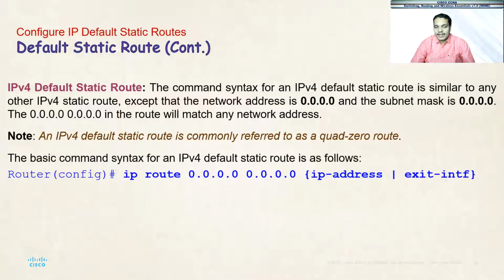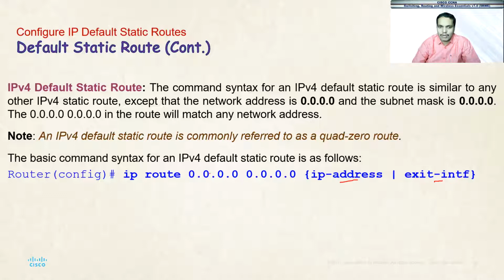For that, first let us talk about the IPv4 default static route. The command syntax for an IPv4 default static route is similar to the static routes that we used, except that the network address and the subnet mask are all zeros. You can see it is 0.0.0.0 0.0.0.0, and then you specify the next hop IP address or the exit interface.